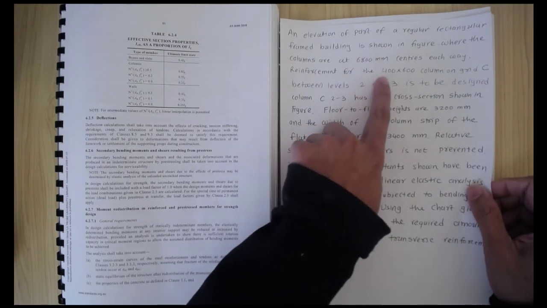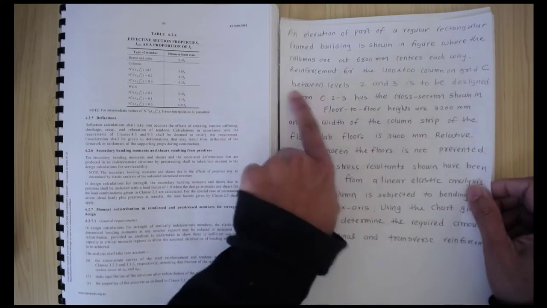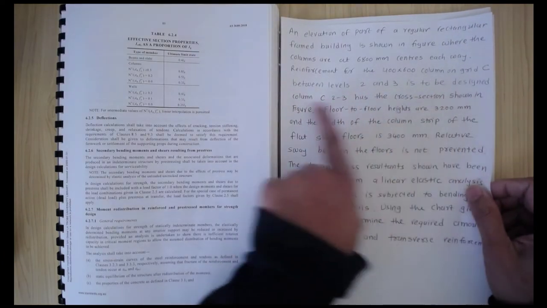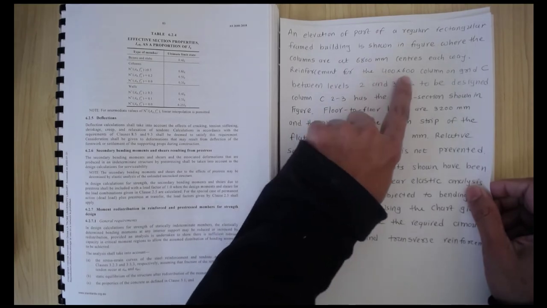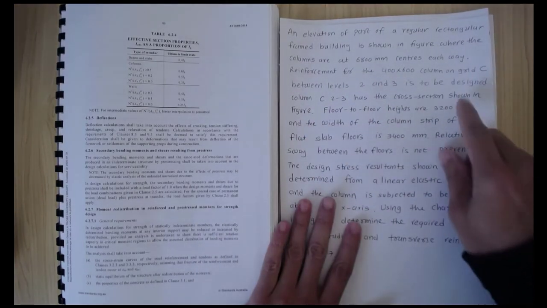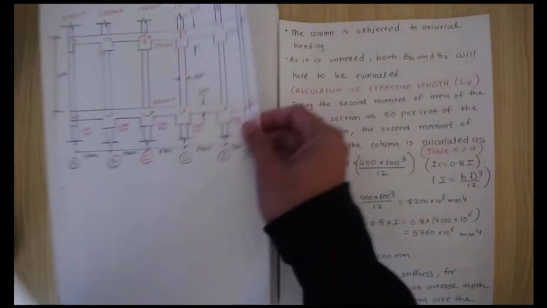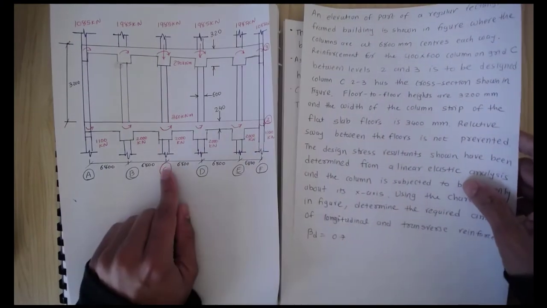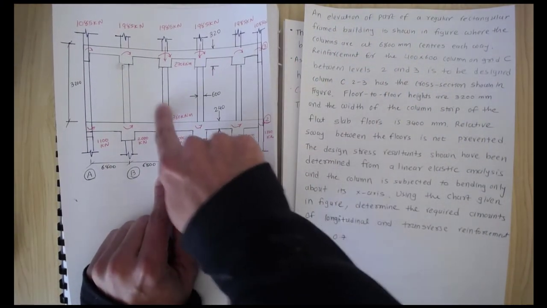Reinforcement for the 400 millimeter by 600 millimeter column on grid C between level 2 and 3 is to be designed. So the column cross section is given as 400 millimeters by 600 millimeters, and we need to design this column C between grid 2 and 3. Let me put this figure here.